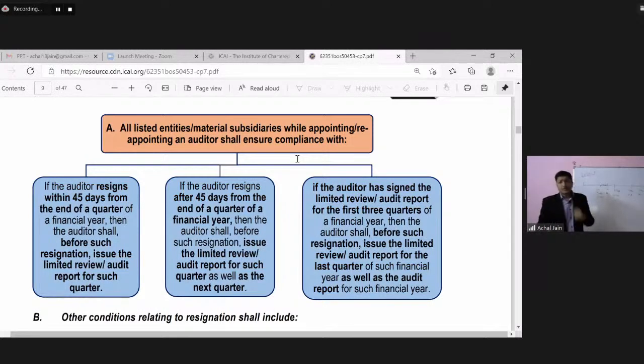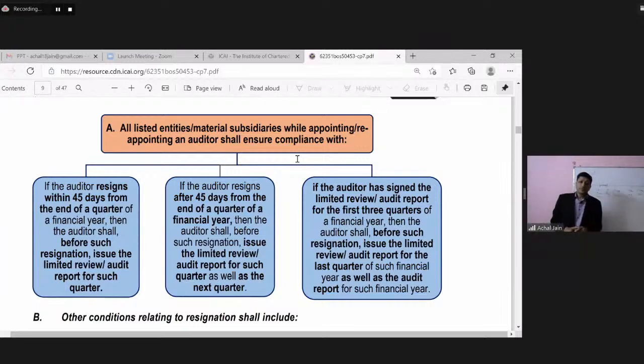Now, why is this period put into place? Because the listed company is also required to submit its results after the end of the quarter and within 45 days from the end of the quarter. So we are saying that after the quarter has ended and now the auditor wants to resign, he should ensure that for this quarter he will audit, he will review, he will have to submit the report. So that's why this responsibility has been attached from which he cannot run away. He will have to issue the report. Otherwise, he will not be able to resign.